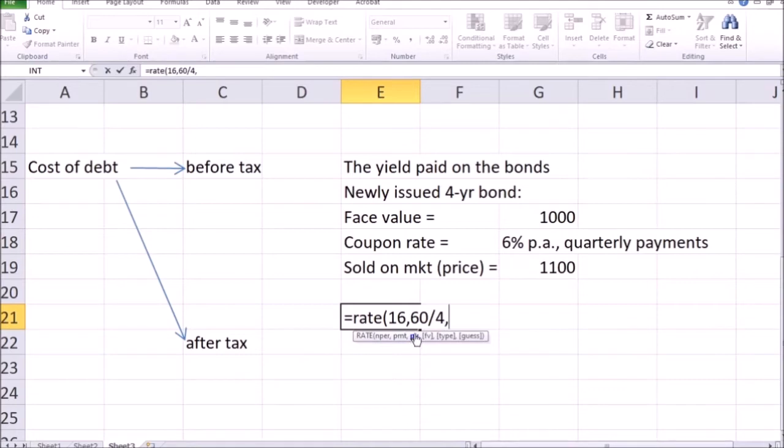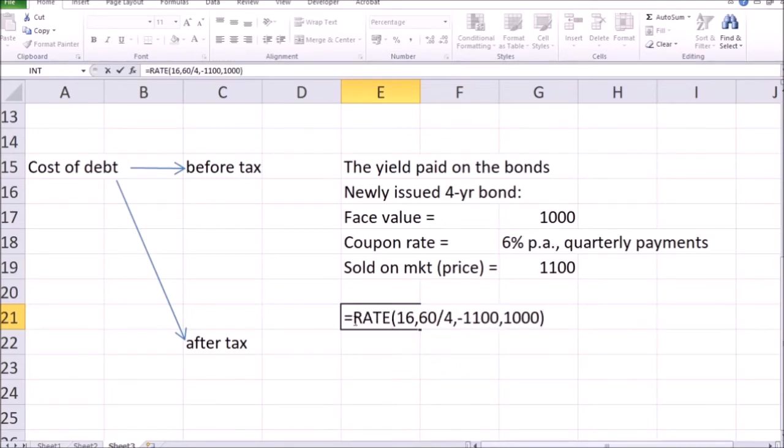PV stands for present value, the value that you have to give away today to obtain the right for future cash flow. In this case, it's the price. Negative 1,100 is the negative cash outflow to obtain future cash flows. And FV is the face value of 1,000.